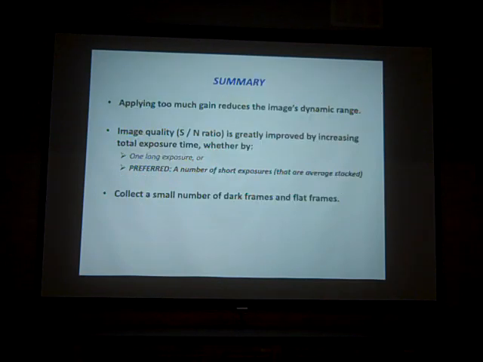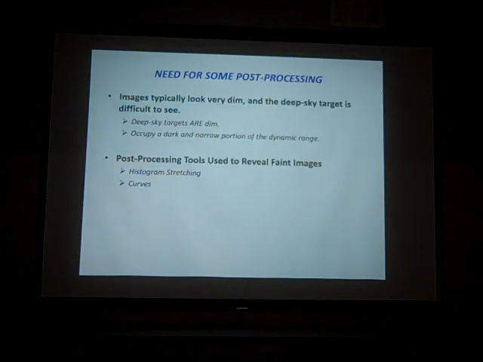Okay, so let me summarize where we are at this point. Applying too much gain reduces the image dynamic range. Image quality, the signal to noise ratio, is greatly improved by increasing total exposure time, either by one long exposure or the preferred method, a number of short exposures which are average stacked. And then you collect your dark and flat frames. Now, you've done your capturing. The images at this point are difficult to see. In fact, you may not see them.